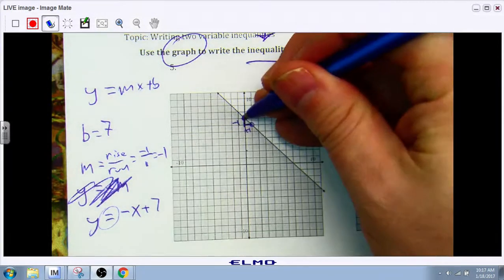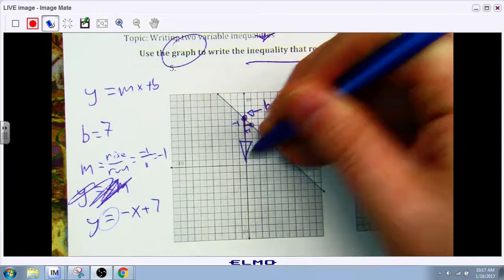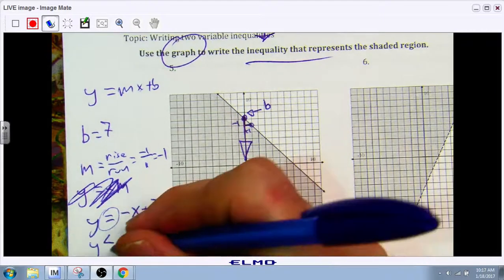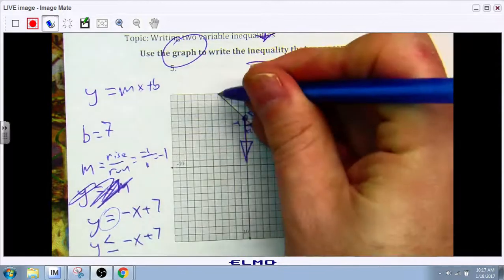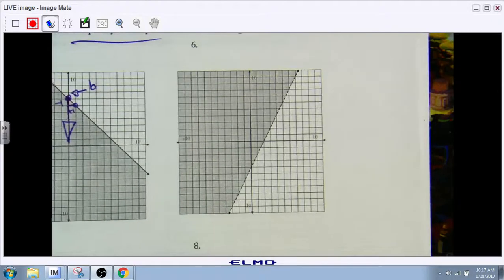And I see that at my y-intercept, all the numbers below my y-intercept are shaded. So that tells me that y is less than or equal to negative x plus 7. And the or equal to is because it's a solid line. A solid line tells me that it's going to be or equal to. Let's look at some of these other ones.